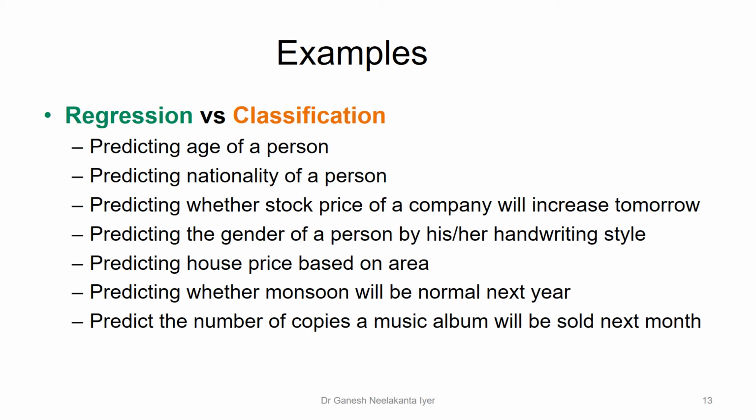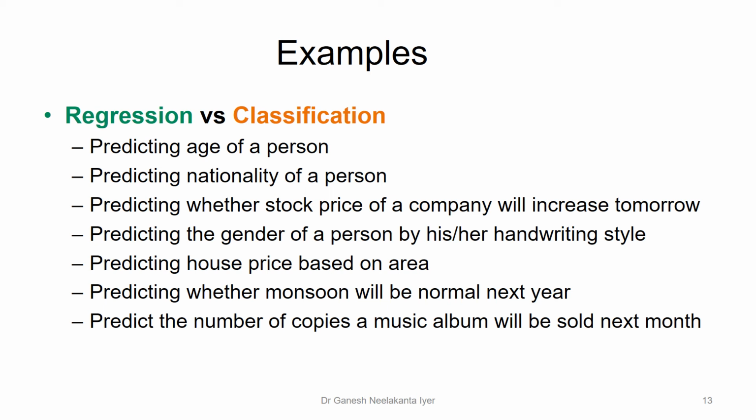Let's take some examples. Predicting age of a person. Is it classification or regression? Regression, isn't it? Because age can take any value. Predicting nationality. Probably classification because there are only some n number of countries, and the person has to be one of the n. Predicting whether the stock price of a company will increase tomorrow. The answer is yes or no. Hence it is classification. Don't get confused.